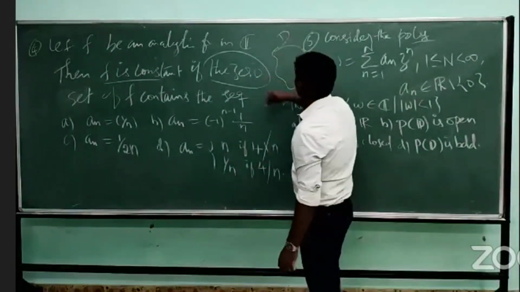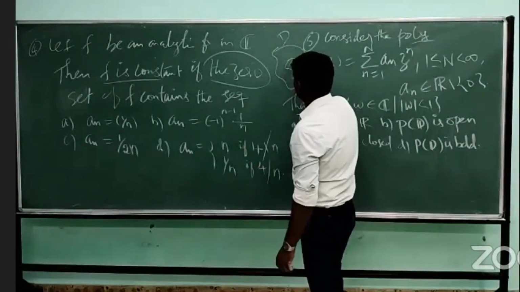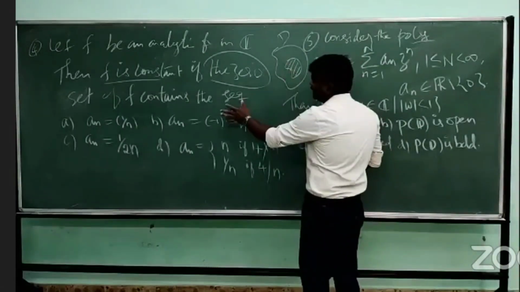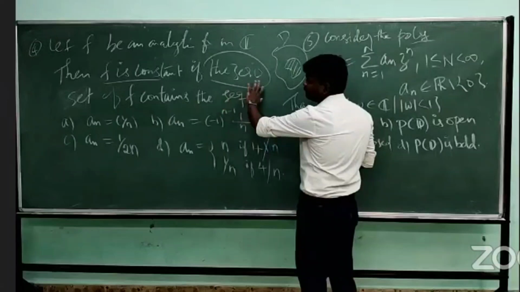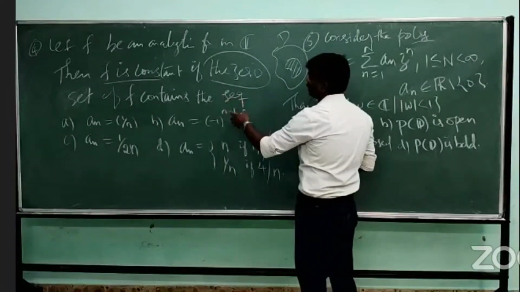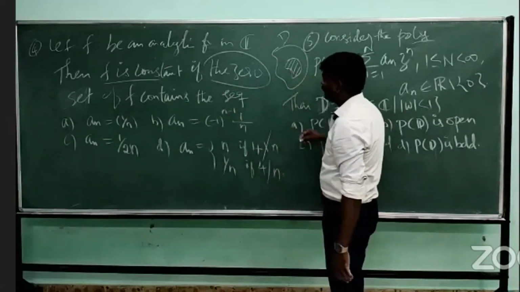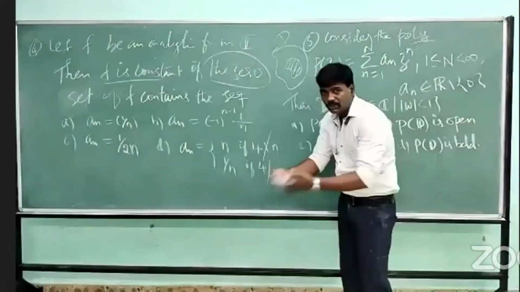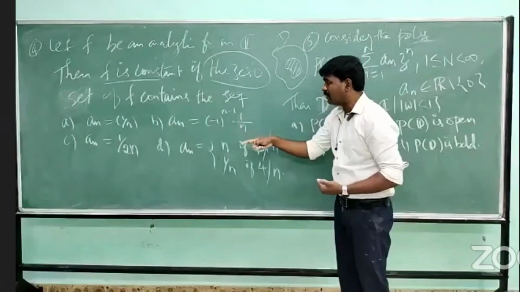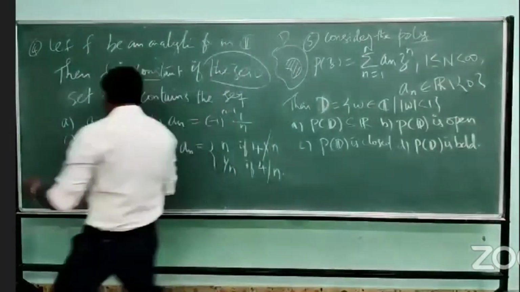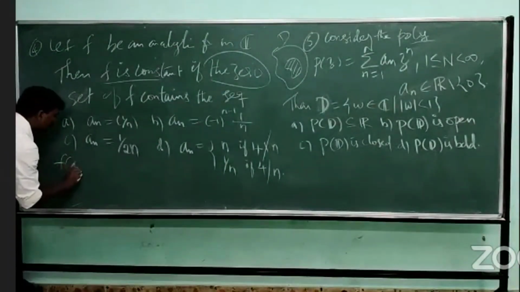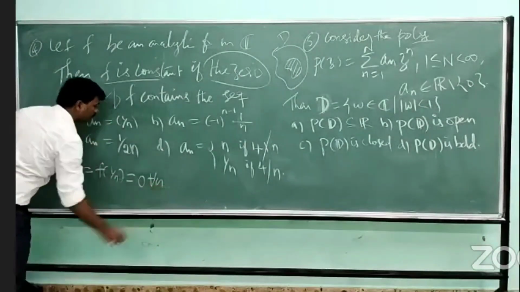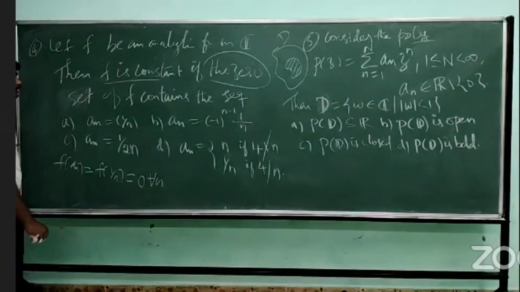This is your domain D. For example, suppose this is your zero set. The zero set of f contains a sequence. Suppose your zero set contains 1 by n, which means f of a_n equal to f of 1 by n equal to 0 for all n. That is the meaning.